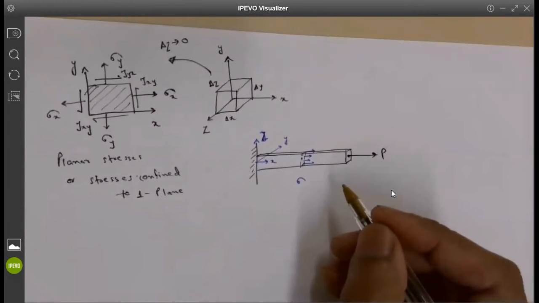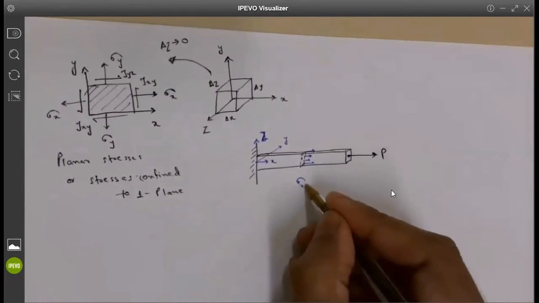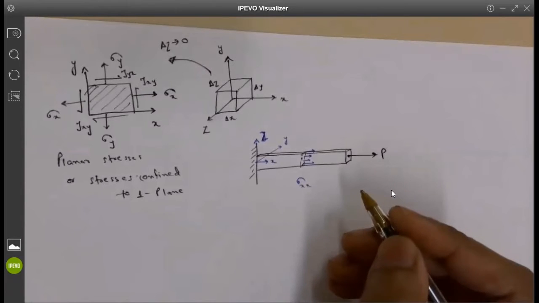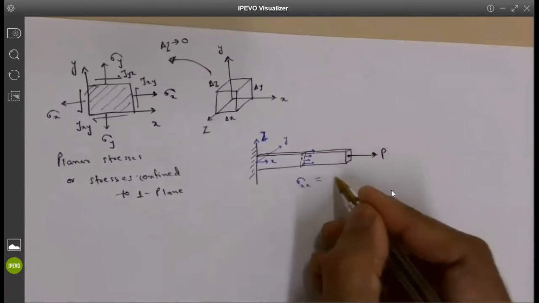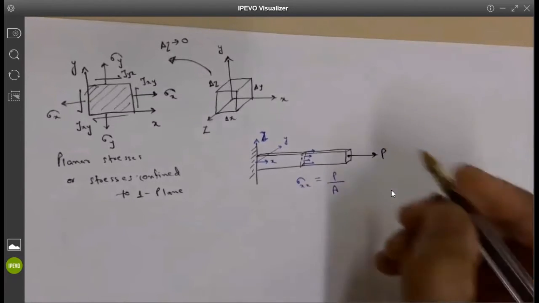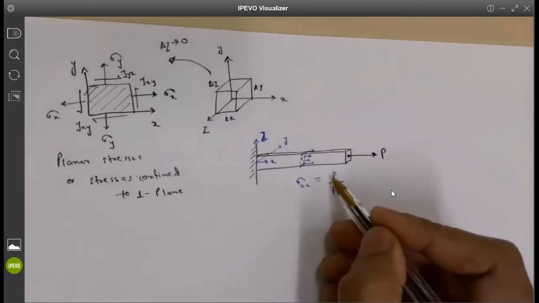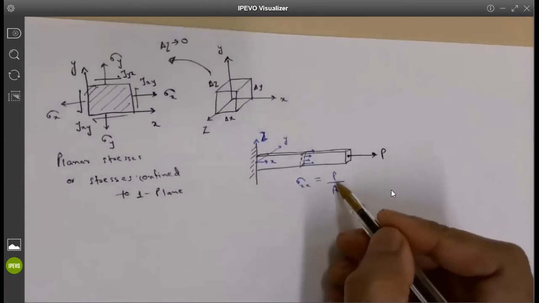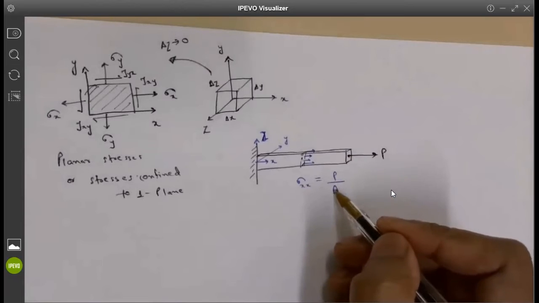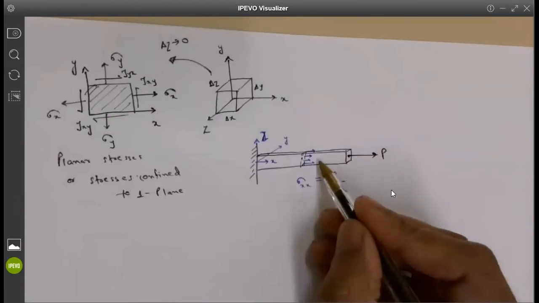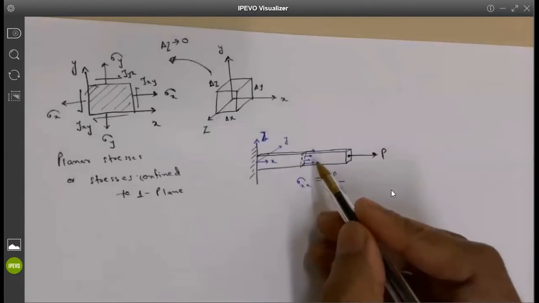You'd have your sigma XX. This is the cross-sectional area. So sigma XX is basically given by load divided by area, and that is acting in the X direction.